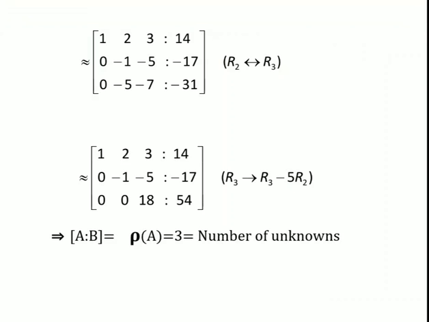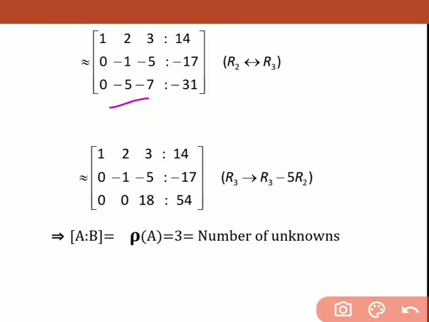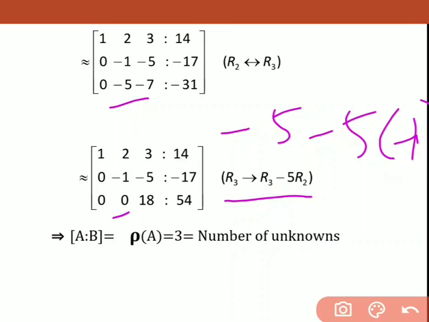So after interchanging, the first row is 1, 2, 3 colon 14, the second row is 0, minus 1, minus 5 colon minus 17, and the third row is 0, minus 5, minus 7 colon minus 31. Again we want to make this element 0. For that we use the row operation R3 changes to R3 minus 5 times R2. Above this element we have minus 1, so minus 5 plus 5 becomes 0, like this.